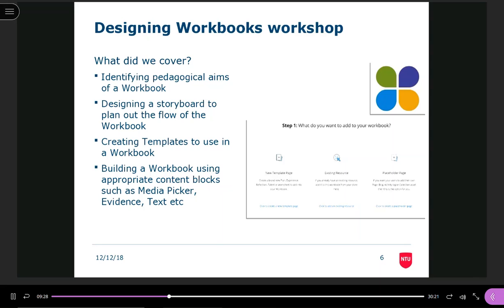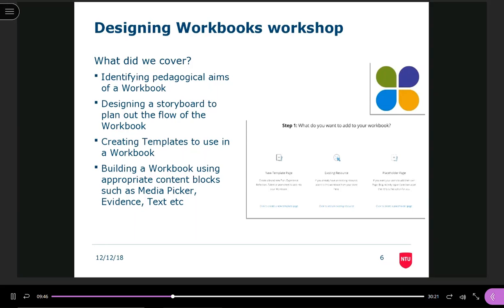We found that the content blocks, which enable you to put different types of content on a page, like the media picker, there's an evidence rosette, are quite key, and if you get the wrong one of those, then often the workbook page won't do what you're expecting it to do. So that's taken a little bit of trial and error.